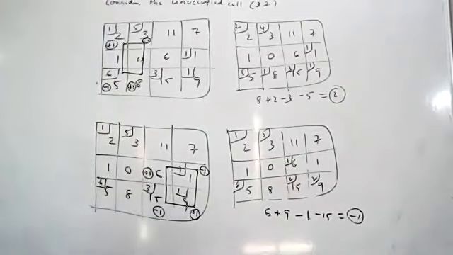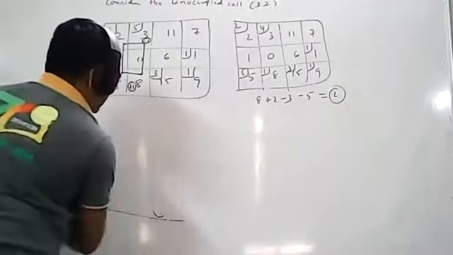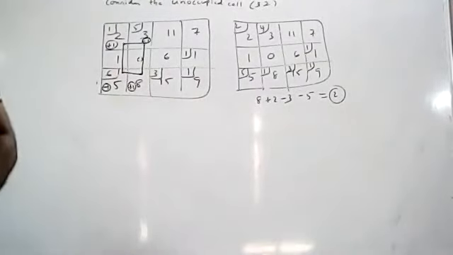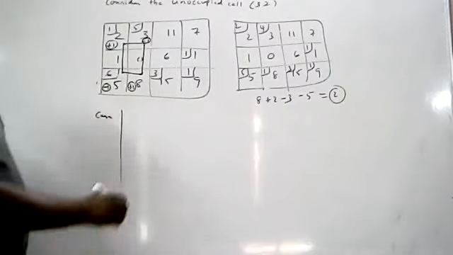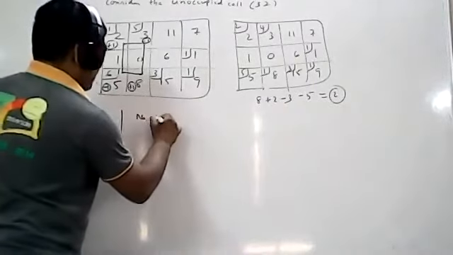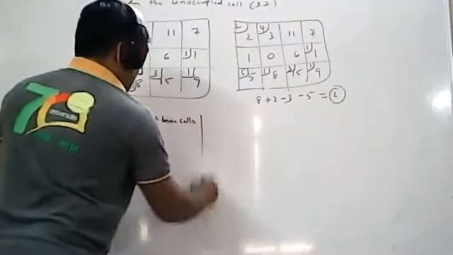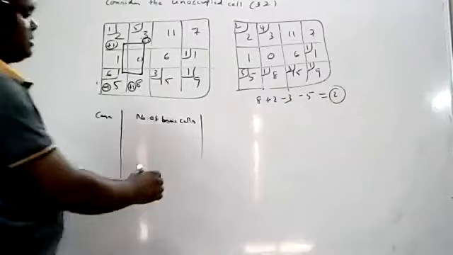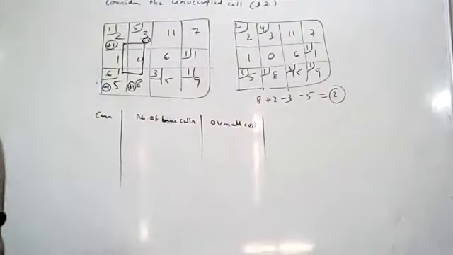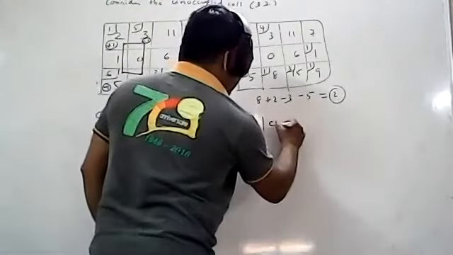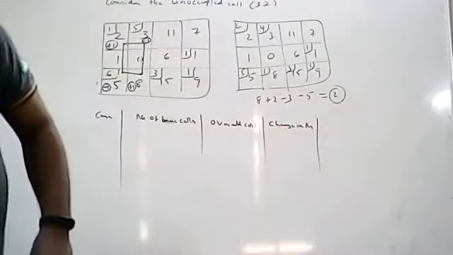Just I will write the table. So how many unoccupied cells are there actually? So that cell numbers I will write first, unoccupied cell numbers. So you have to make it as a table. So case is the first column, and then number of basic cells, that means number of occupied cells, basic cells, and then overall cost, and next column change in rupees, change in value, and then last column description.